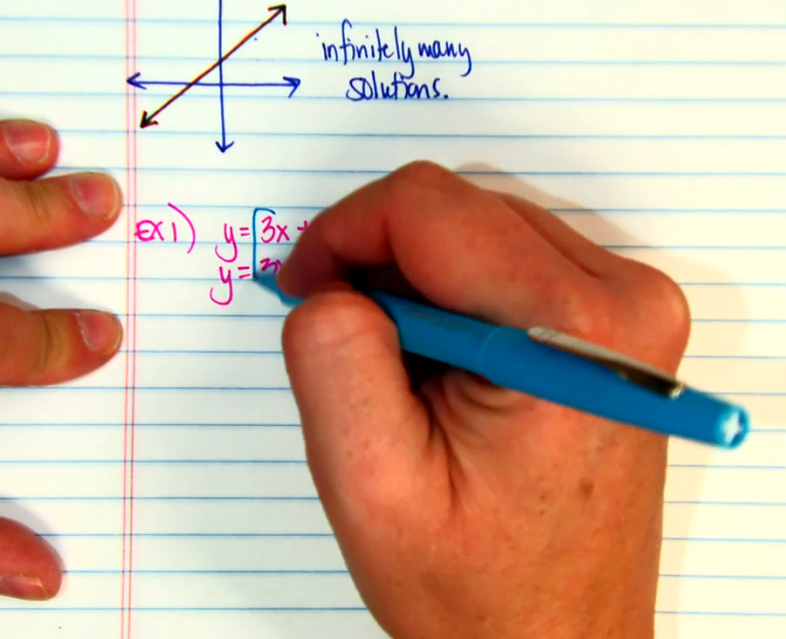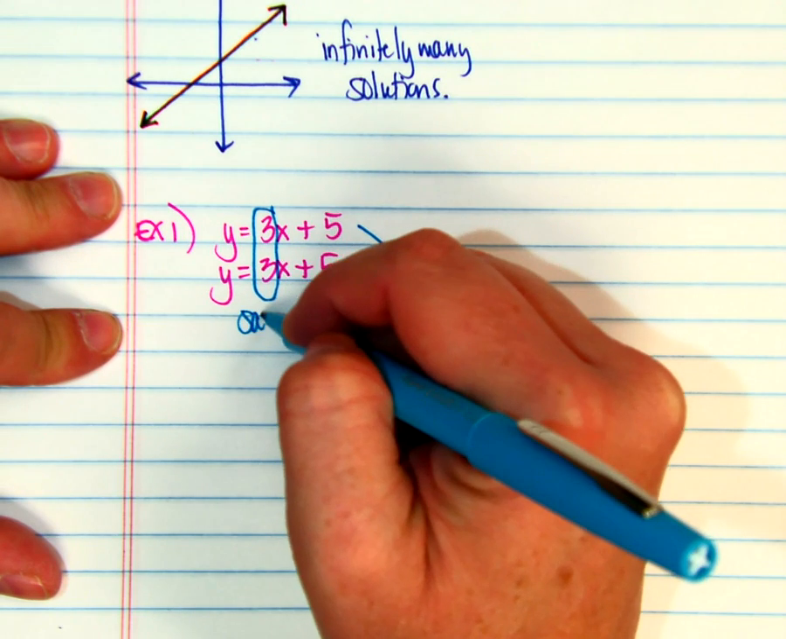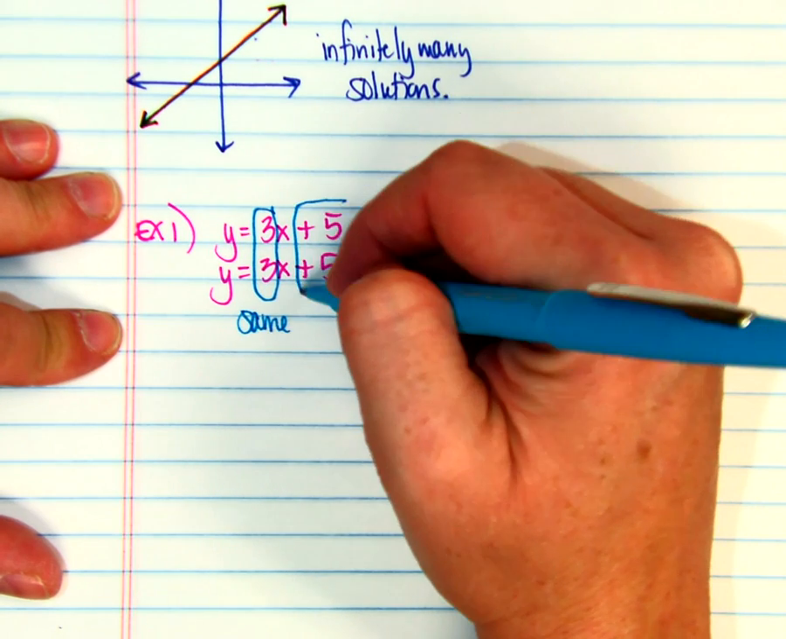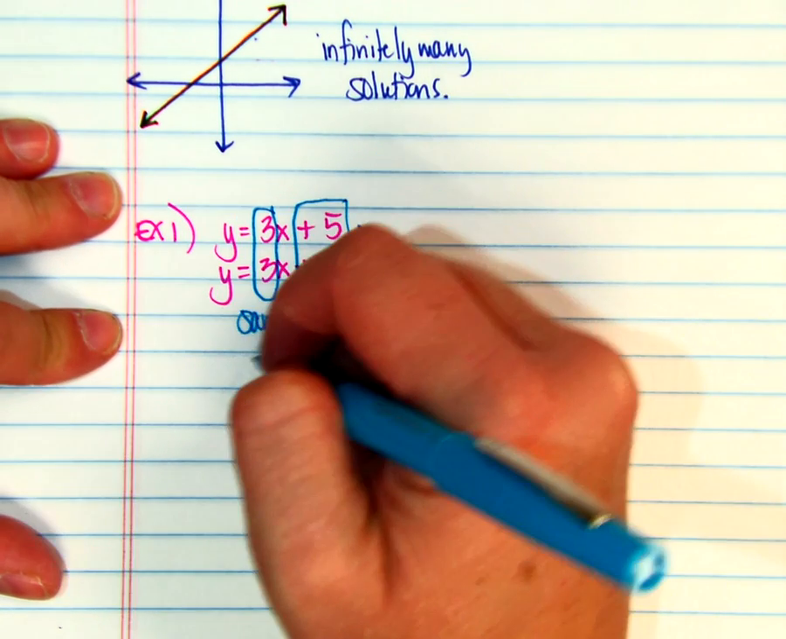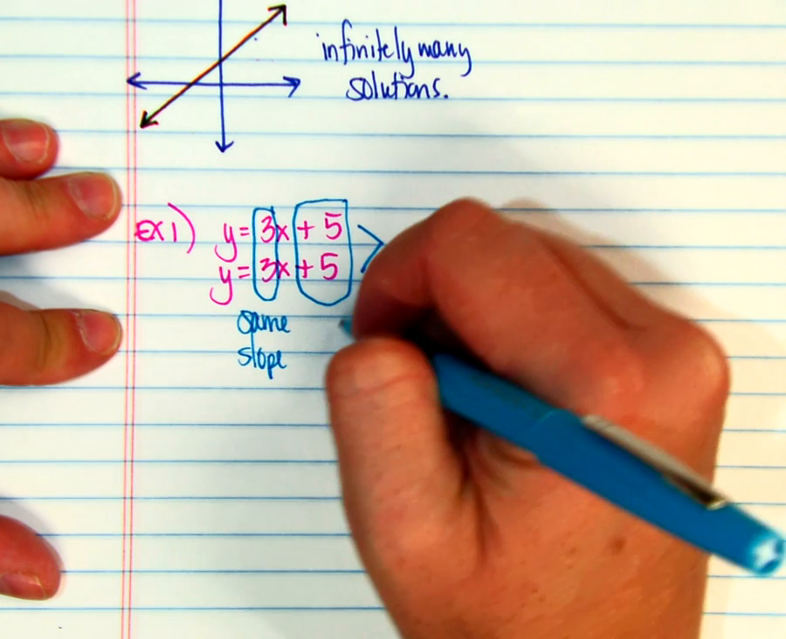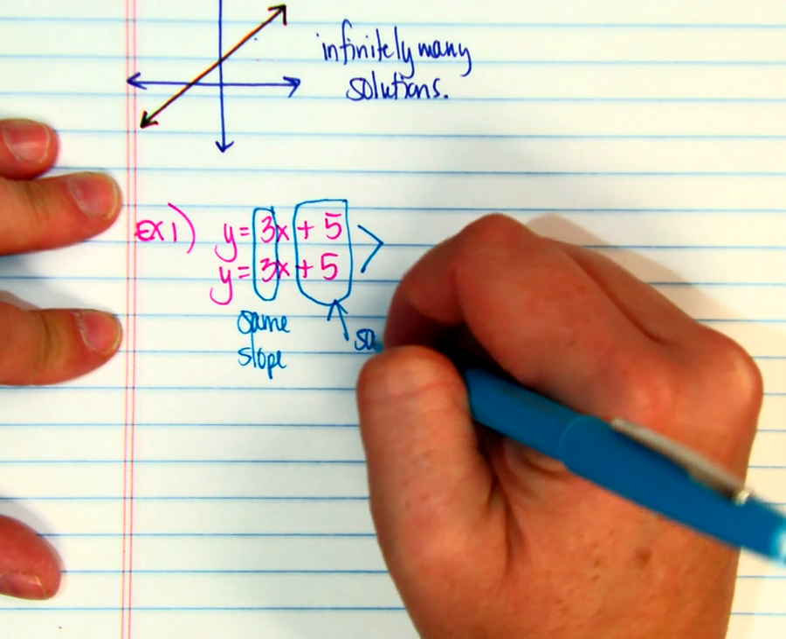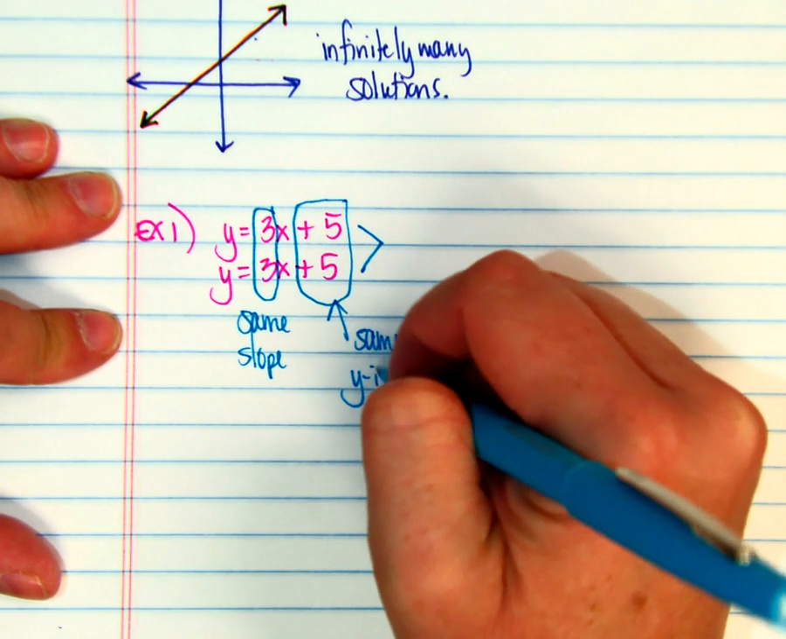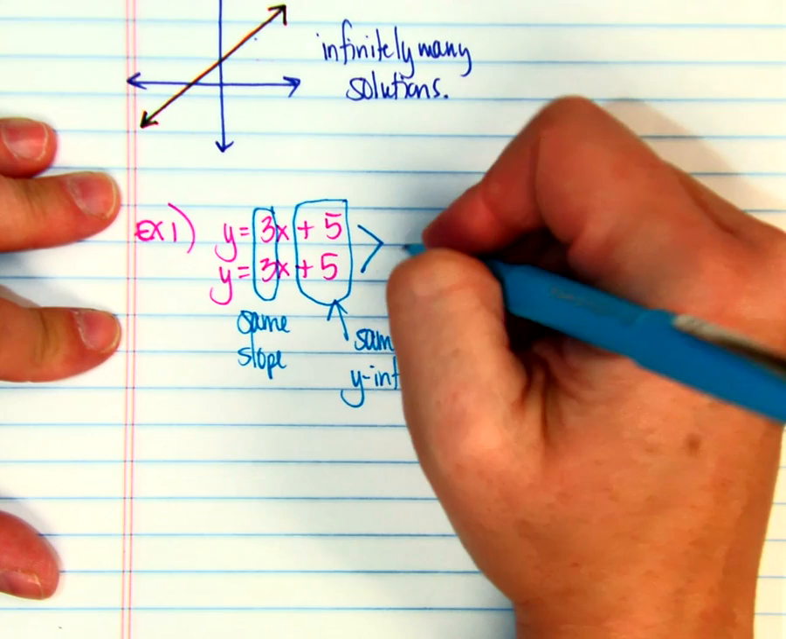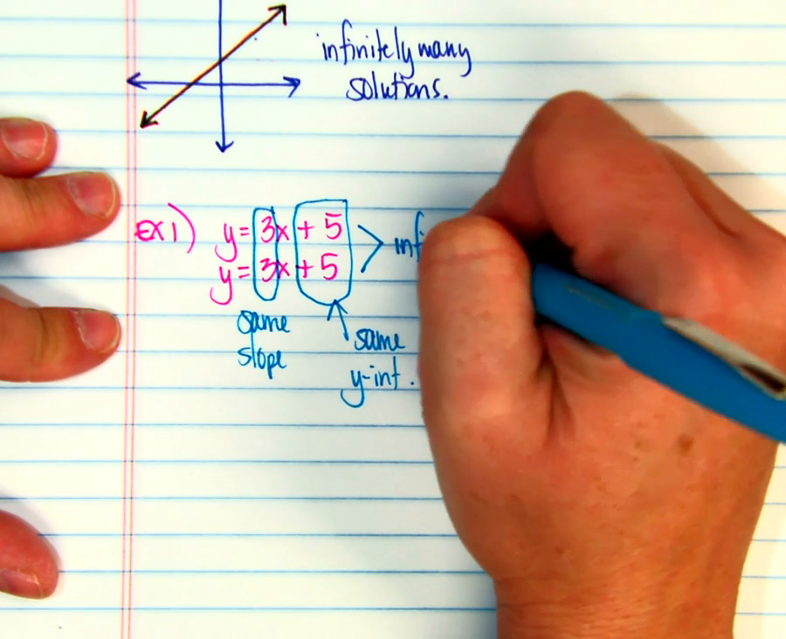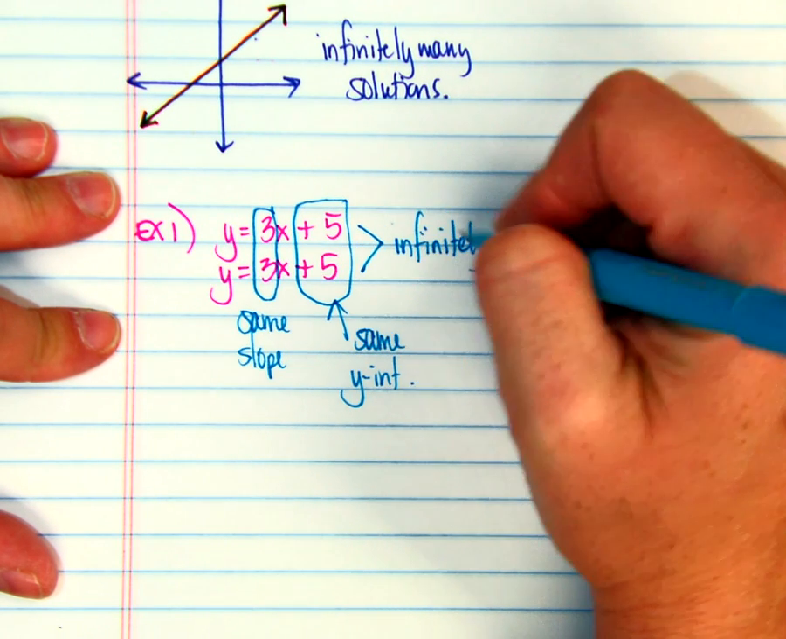The slopes are the same. The y-intercepts are the same. So same slopes, same y-intercepts. Therefore, they're going to be on top of each other, which means there's infinitely many solutions.